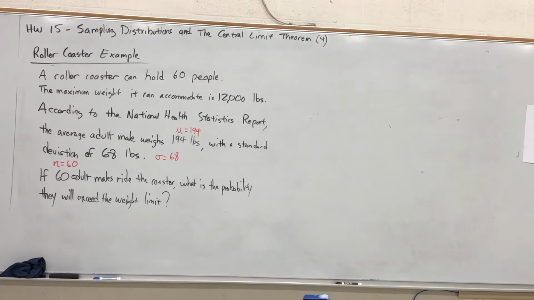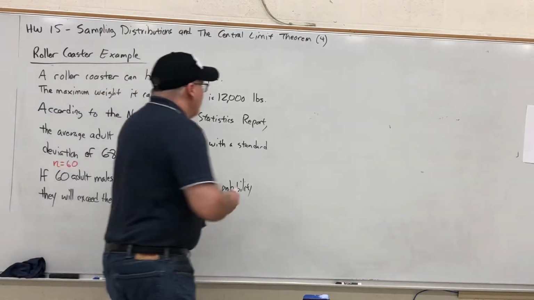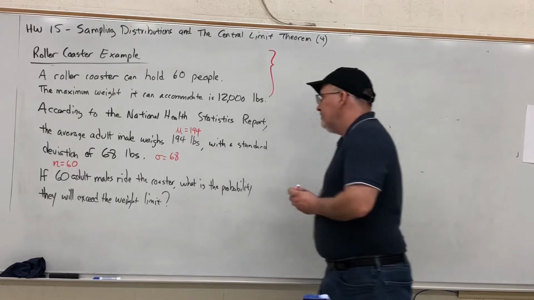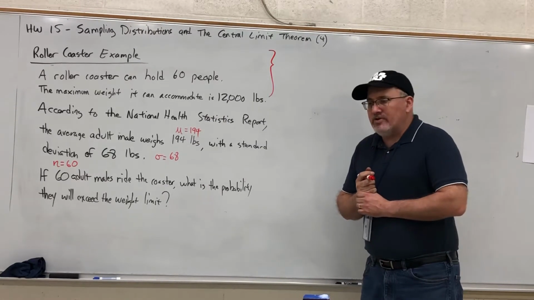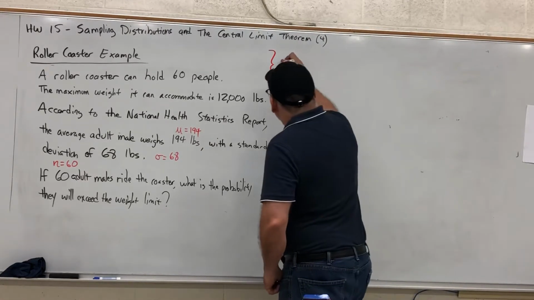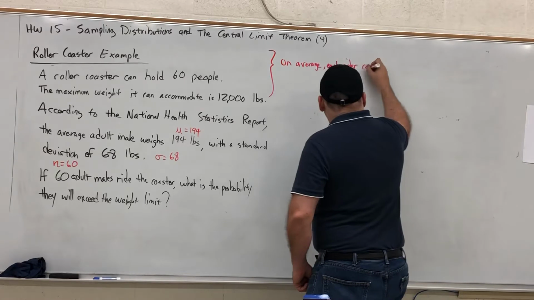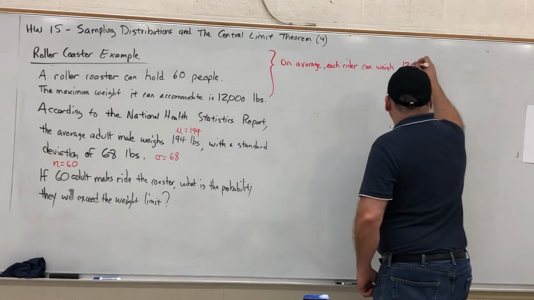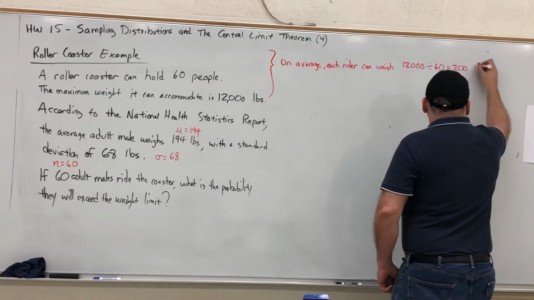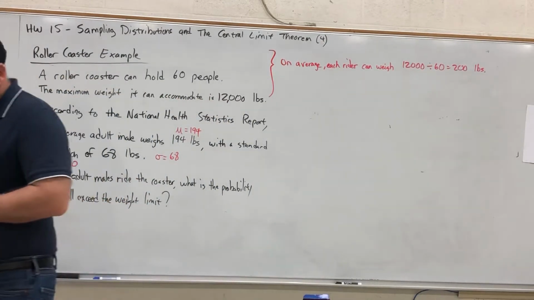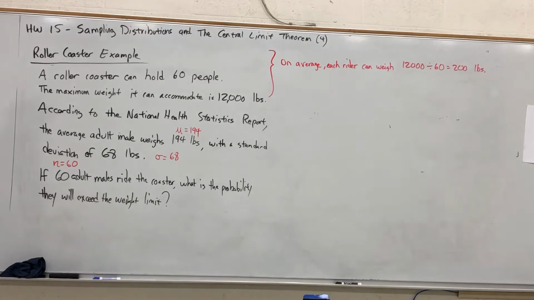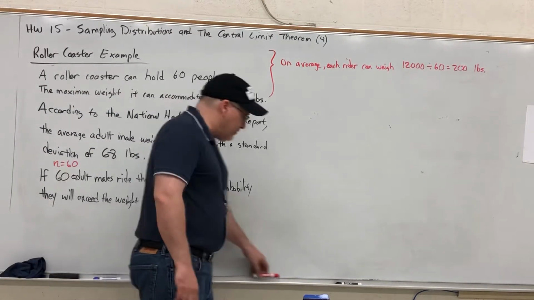But what does it mean in terms of X bars that the 60 adult males exceed the weight limit? Well, let's think about what it would mean if the 60 adult males hit the weight limit exactly. So in other words, if there are 60 males and they weigh 12,000 pounds, on average, what would they weigh? So on average, each rider can weigh 12,000 divided by 60, which is exactly 200 pounds. So if the average weight of the riders is 200 pounds, then that's going to be a total of 12,000 pounds. So we don't want to exceed an average weight of 200 pounds for the riders.